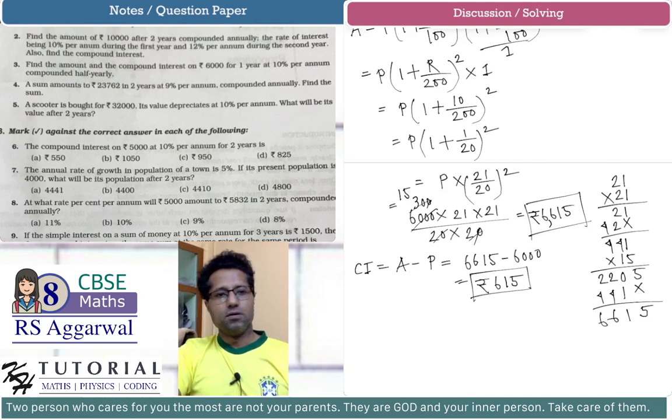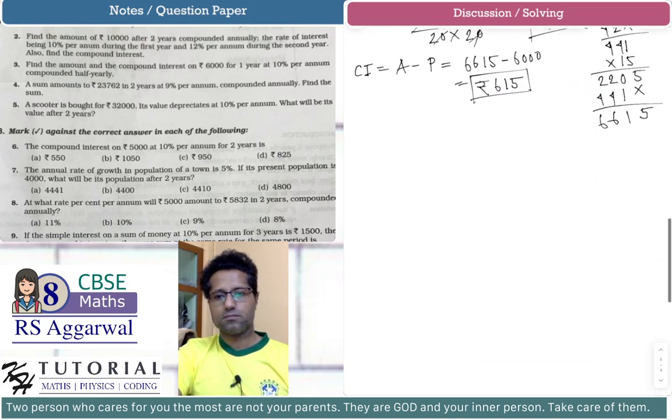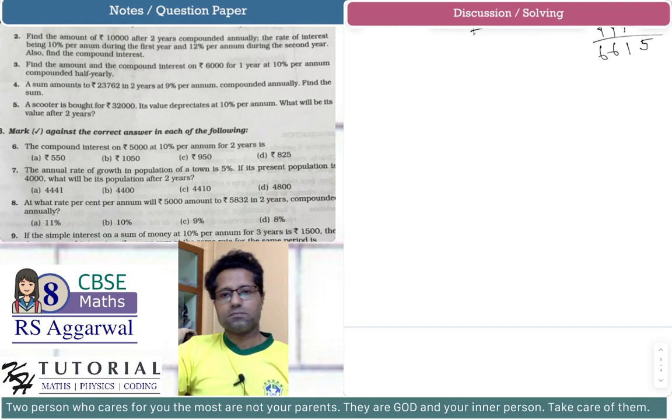Okay, let's do problem number 4. A sum amounts to rupees 23,762 in 2 years at 9% per annum compounded annually. Find the sum.